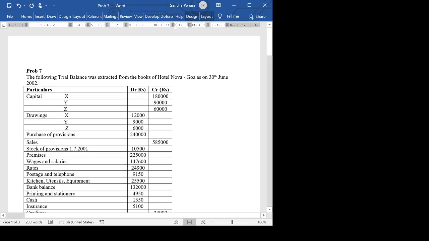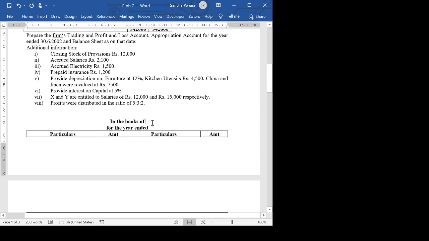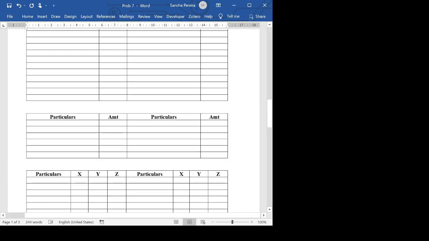So we have, in the books of Hotel Nova Goa, the trading profit and loss account for the year ended 30th June 2002, because the year started in July. Similarly, we have the profit and loss appropriation account.